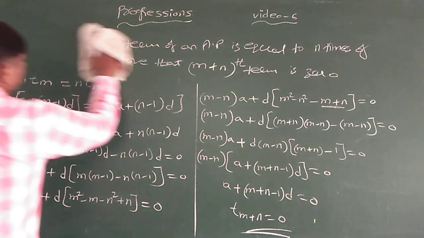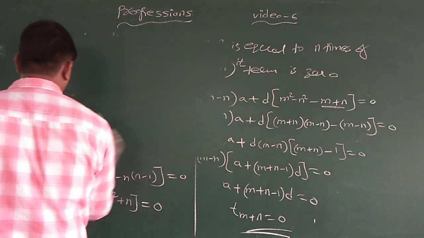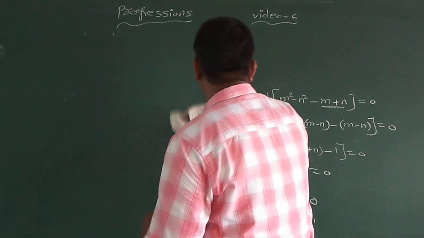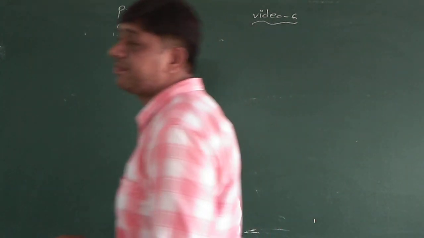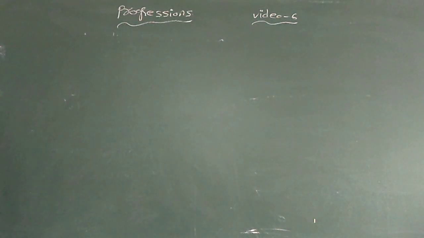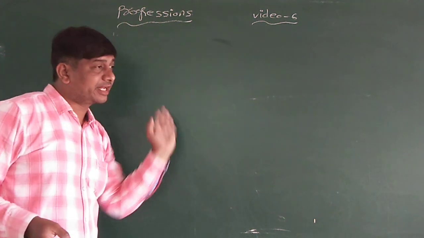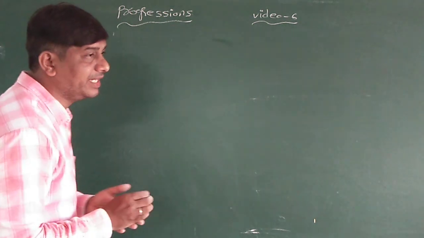Now this is using general term problems. Now in arithmetic progression there is one more topic, the sum of n terms. This formula was derived by Carl Gauss. Gauss was the mathematician who gave the idea of how to add the natural numbers, how to add the first n natural numbers.